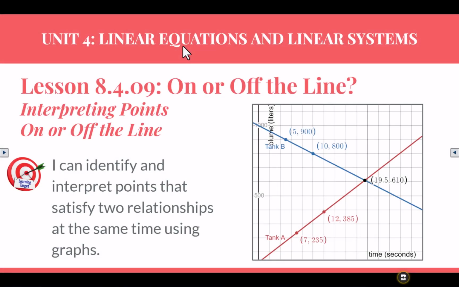Lesson 849, On or Off the Line, Interpreting Points on or off the line. In this lesson, we're going to introduce systems of equations, and the goal is to be able to identify and interpret points that satisfy two relationships at the same time using graphs.